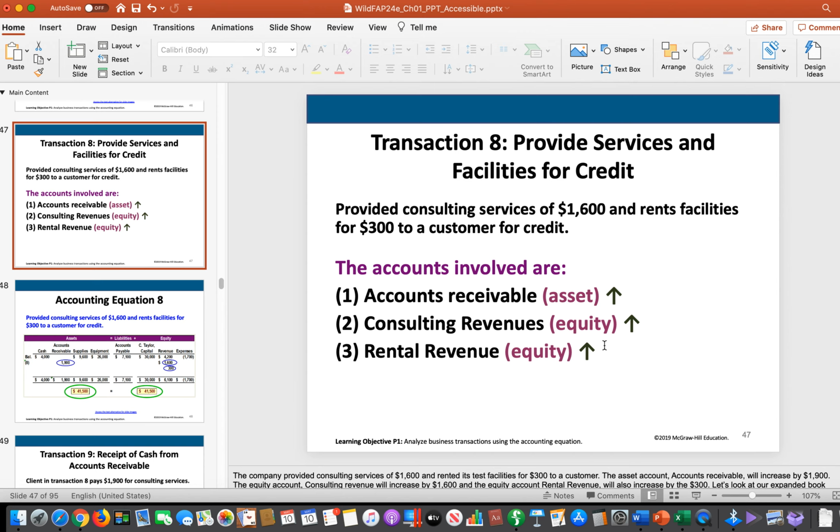That's a very important concept. It's called the accrual basis. The accrual basis means that you record revenue when the service is performed, whether you get paid then and there or not.